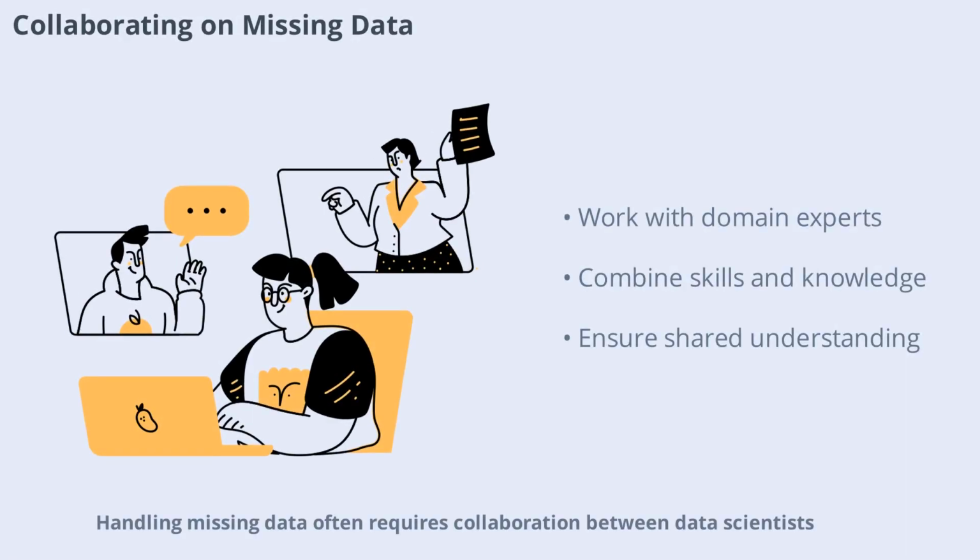Handling missing data often requires collaboration between data scientists, domain experts, and stakeholders. By working together, you can combine technical skills with domain knowledge to choose the best strategies. Collaboration also helps ensure that everyone understands the limitations and strengths of your analysis.